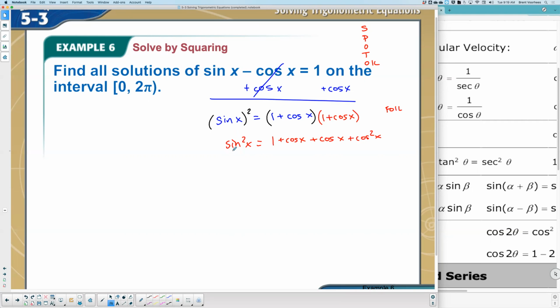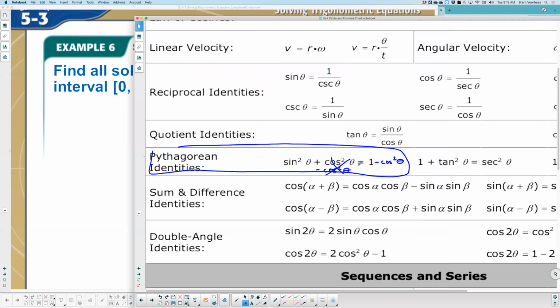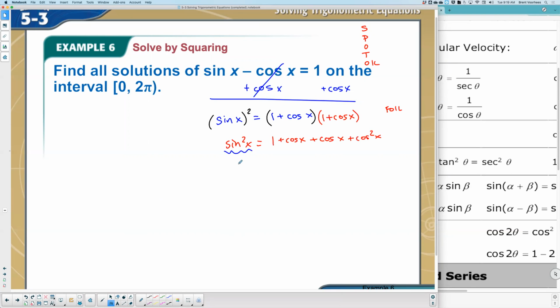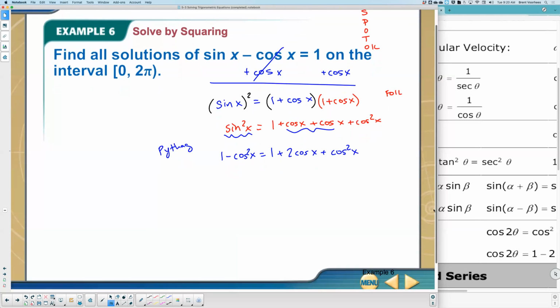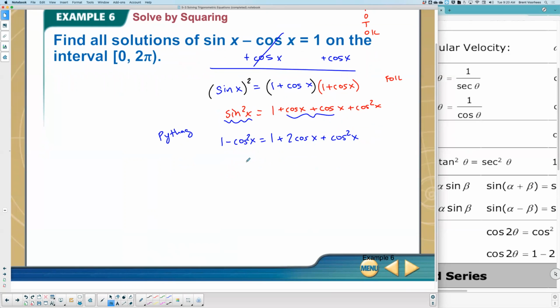Well, I can use the Pythagorean identity to say sine squared, which I just wrote over here, is equal to 1 minus cosine squared. So this is 1 minus cosine squared x. That's using Pythagorean. And that would equal 1 plus, well, there's 2 cosines here. So cosine plus cosine is just 2 cosines plus cosine squared x.